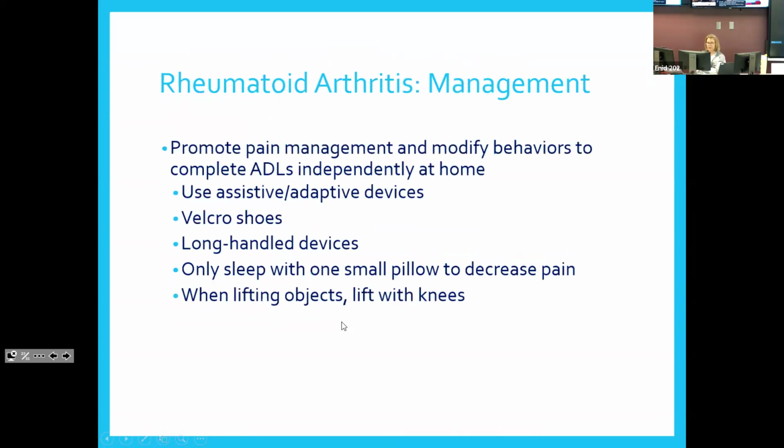Arthritis management, or RA, promotes pain management and modified behaviors to complete ADLs independently at home. So you're going to use assistive adaptive devices. You see those pincher things, it's long and it has a pincher on it to pick up things maybe on the floor. Velcro shoes, long-handled devices. Only sleep with one small pillow to decrease pain. And then when you're lifting objects, always lift with your knees.